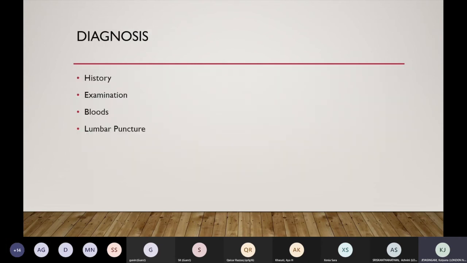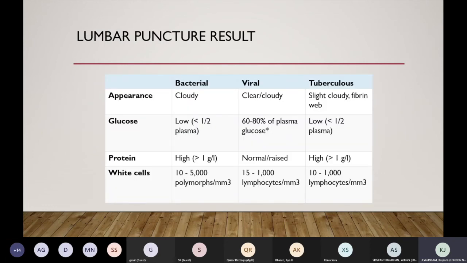What do you have to do? As usual, history, examination, bloods, and lumbar puncture. Lumbar puncture can give you a huge amount of information about whether the cause is bacterial, viral, or tuberculosis. Okay, starting with the appearance.